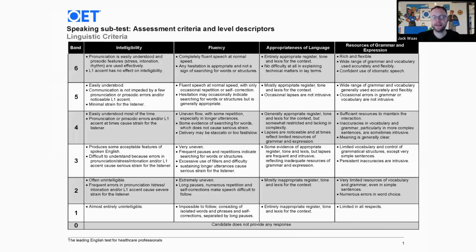What you're looking at is the linguistic assessment criteria and the descriptors for each band score. I'm going to try to copy this here. You can find this document in the FAQ section of our speaking page, and I'm going to post a link in the chat as well. So you can find this on the speaking page if you go down to the FAQ section.